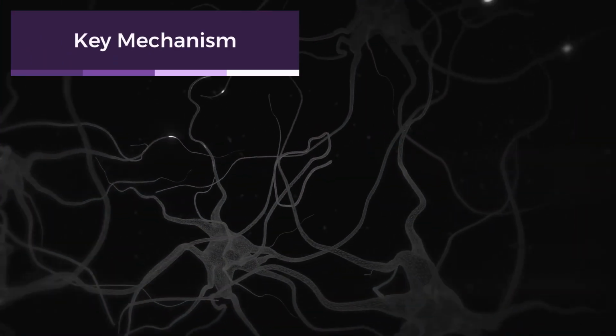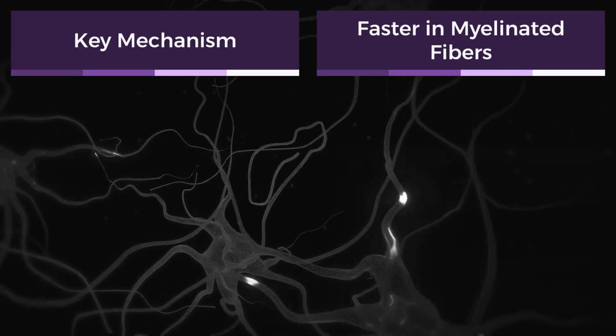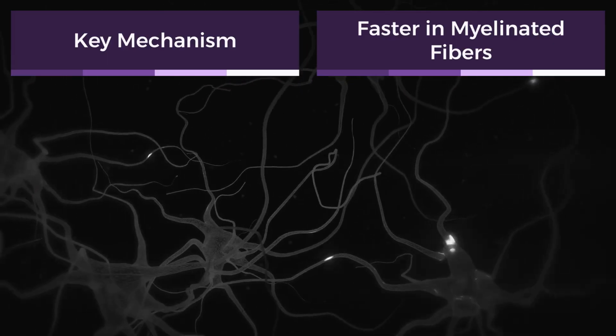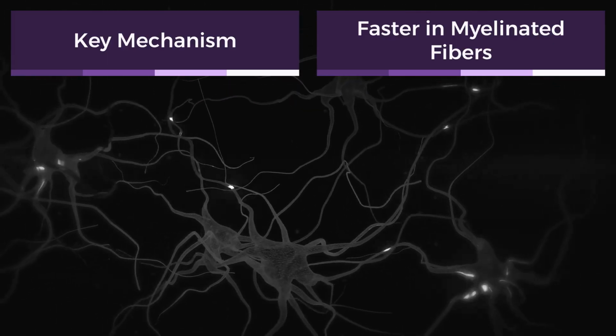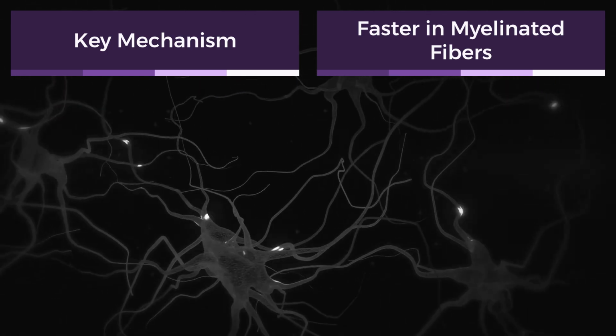To conclude, nerve impulse conduction is a cycle of resting potential, depolarization, and repolarization, driven by ion movement. Remember, myelinated fibers use saltatory conduction for speed. Understanding this is key to mastering nervous system physiology.